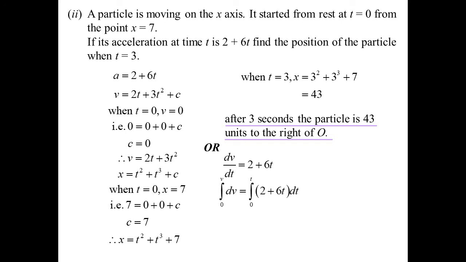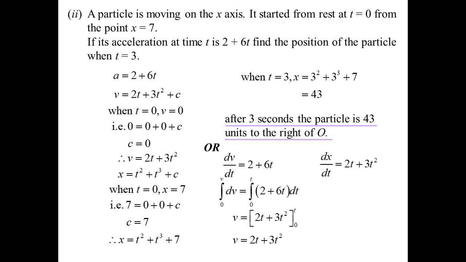So left-hand side, I can pretty much go straight to v because it's just the integral of dv. So that's just going to be v. Sub in v, you get v, minus sub in 0, you get 0. So that's a simple one when it's just going 0 to v of dv. I can go straight to v. The right-hand side's a little bit more involved, but we end up with 2t plus 3t squared.